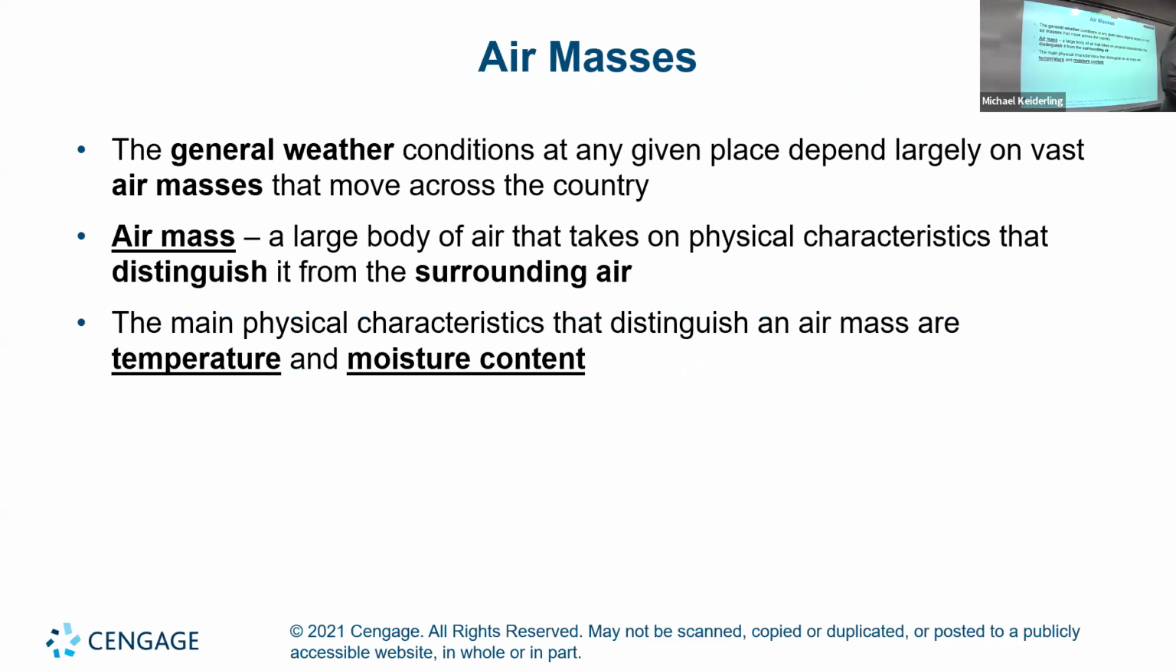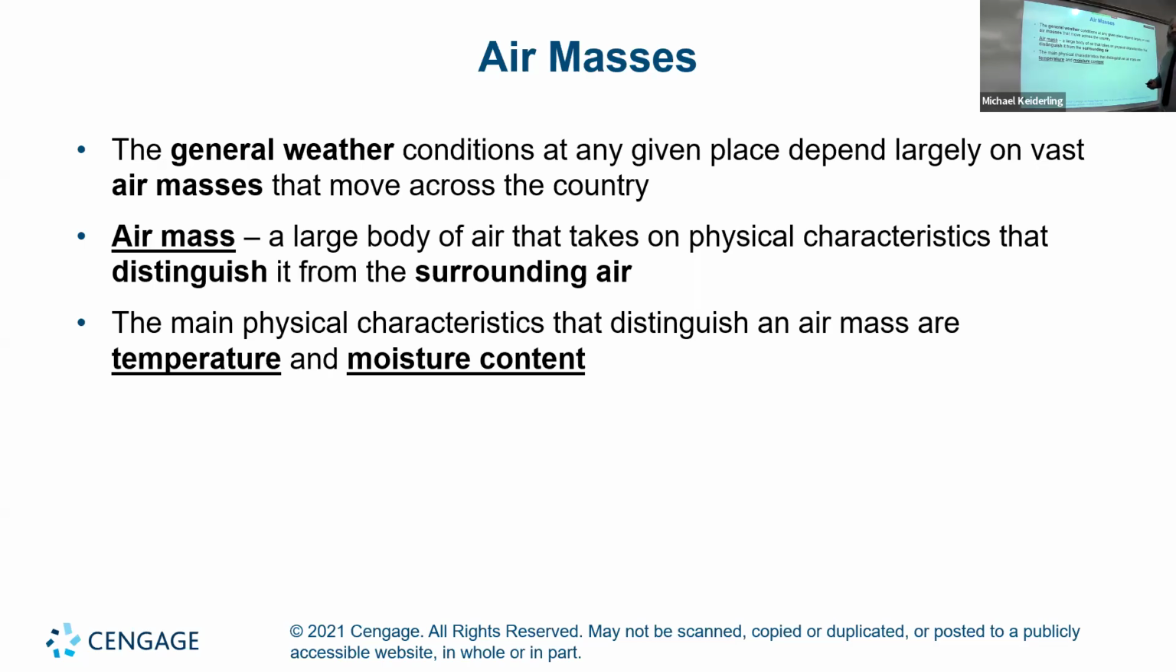So an air mass is a large body of air that takes on the physical characteristics that distinguish it from the surrounding air. Basically, an air mass picks up the properties of someplace it was for a while, and then when it moves, it keeps those properties. So it ends up different from its surroundings.